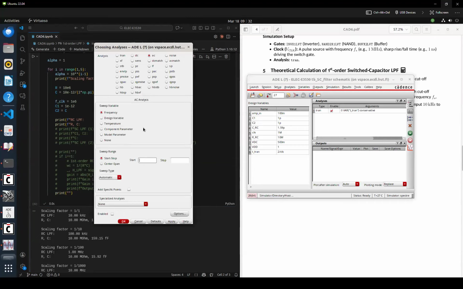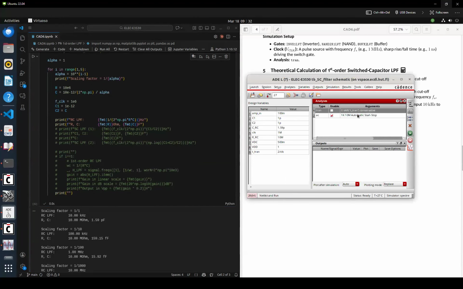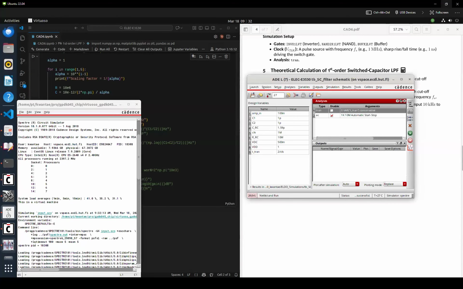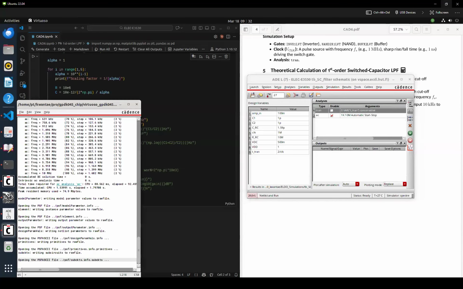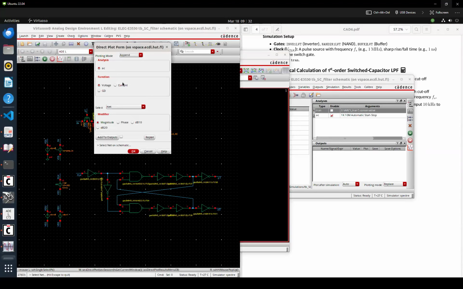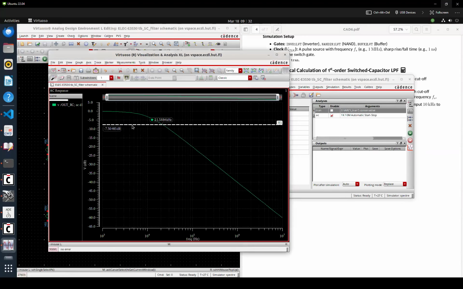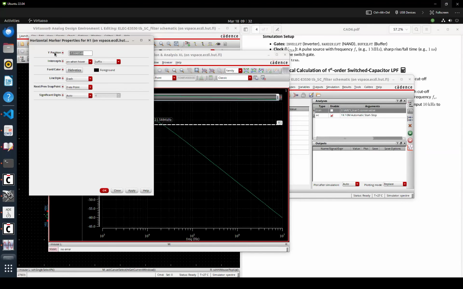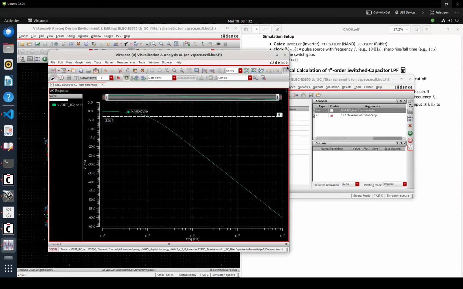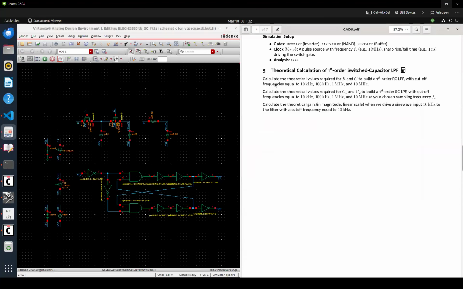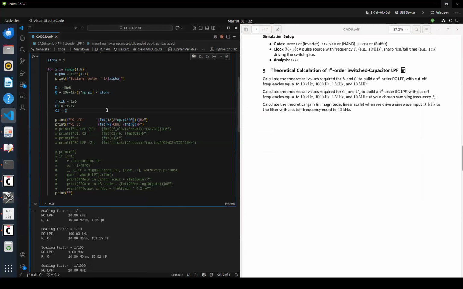Let's test this in terms of AC analysis. Let's say 10 megahertz, which is 10 times higher than the sampling frequency. Close this one. And if you set it at minus 3 dB, then yes, it is 10 kilohertz, right? So it runs correctly. Then C1 and C2 are used to build a first order switched capacitor low pass filter.